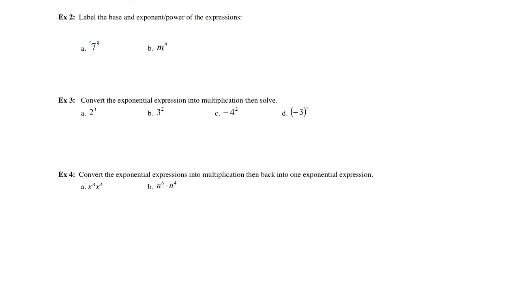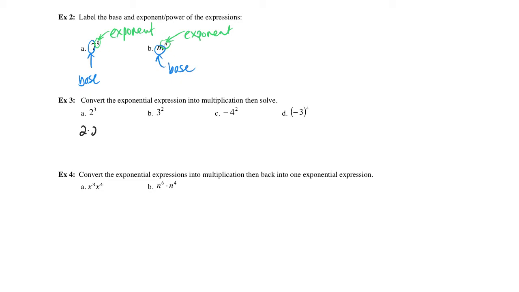The base is my 7, so that's the base, and my exponent is the 9. Okay, here the n is the exponent, and then the base is the m. And let's see, convert the exponential expression into multiplication and then solve.